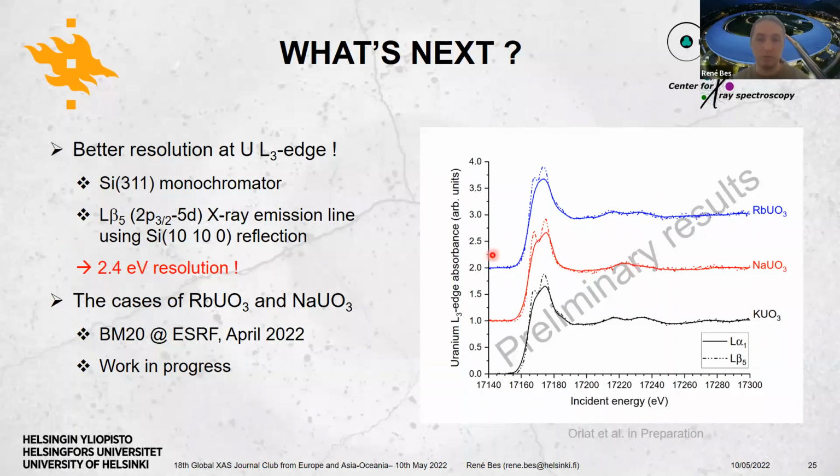Here you have the preliminary results, where we compared the L-alpha-1 and L-beta-5 HERFD-XAS for all three compounds. You can see that we are now able to see the two peaks due to the crystal field splitting. So we have an even better evaluation of this, and the ability to compare the spectra of all of these compounds and see the effect of distortion of the octahedra and even elongation of the bond lengths. It's work in progress, and we will have it out soon, hopefully.